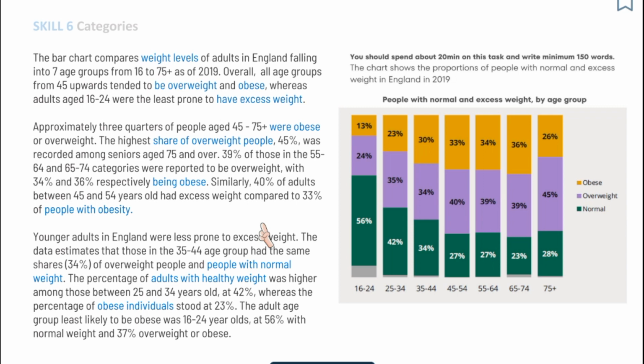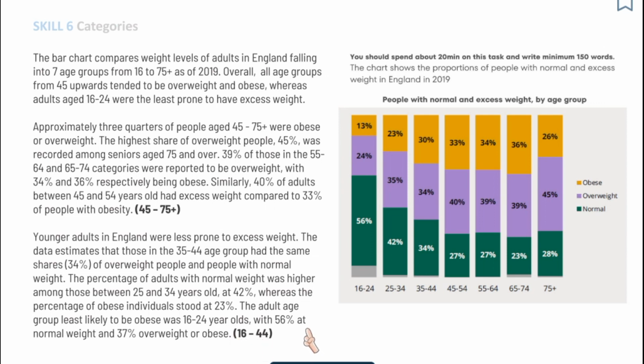Here in blue, you can see different synonyms that I have used to describe the weight groups. There are two body paragraphs in this report, and the first body paragraph deals with people aged 45 to 75, whereas the final body paragraph is about people aged 16 to 44.